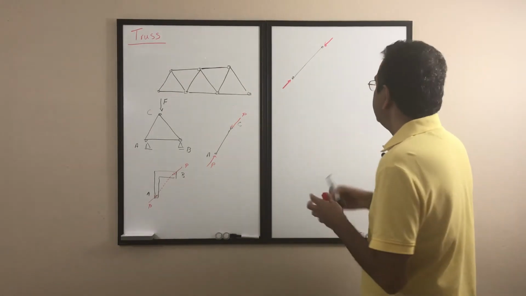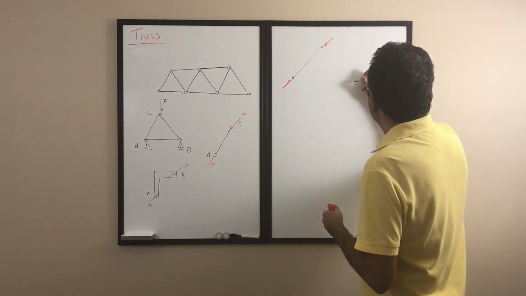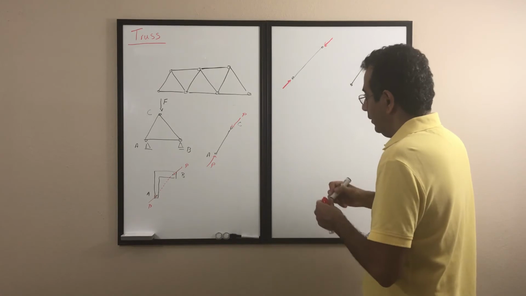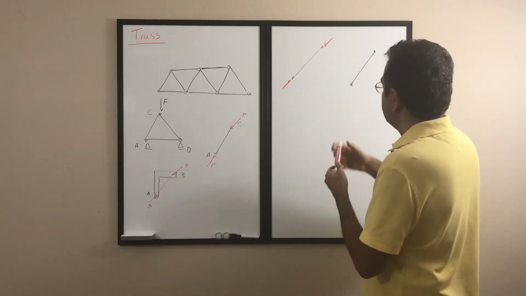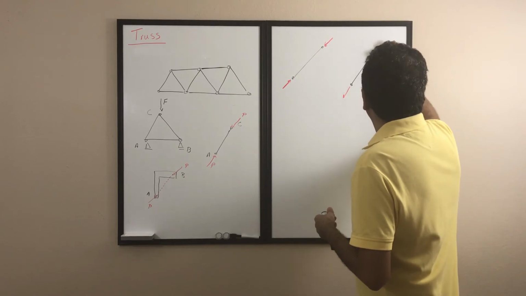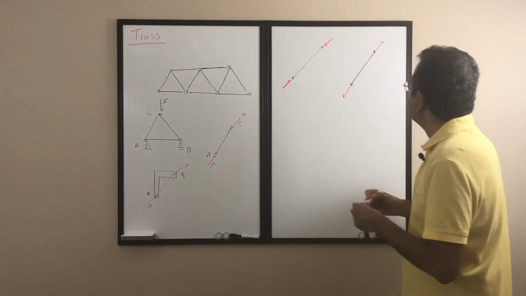Or it might be in tension. So if I have the same point, same member here, but this time instead of the force pushing it, it is pulling it apart, then it's going to be in tension.